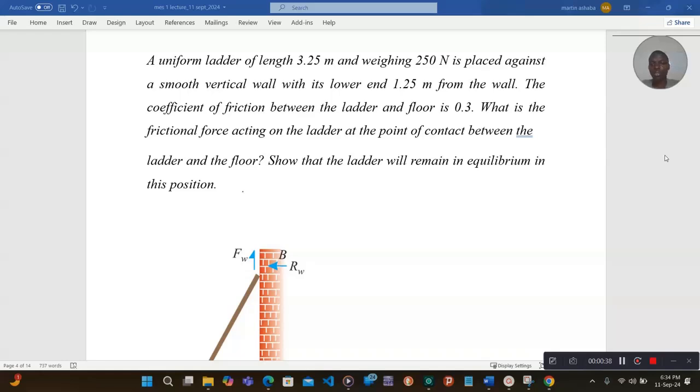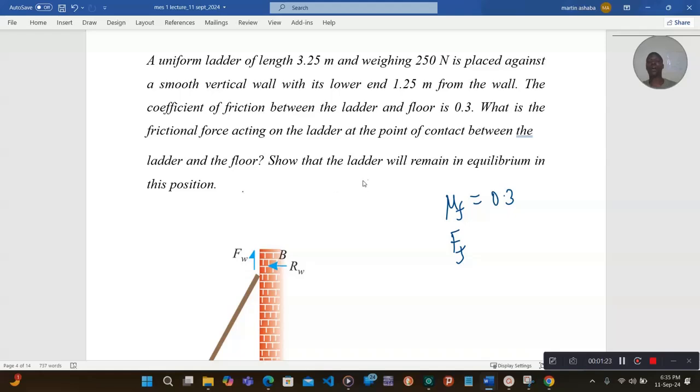The coefficient of friction between the ladder and the floor is 0.3. So we are told that the coefficient of friction between the ladder and the floor, mu F, is 0.3. What is the frictional force acting on the ladder at the point of contact between the ladder and the floor? So we are looking at FF. Show that the ladder will remain in equilibrium in this position.